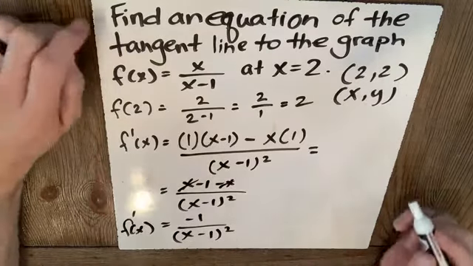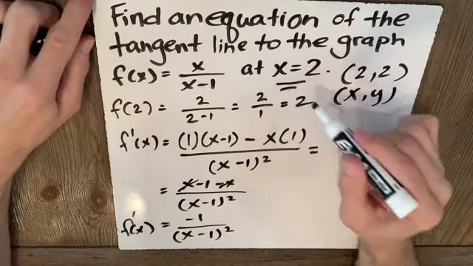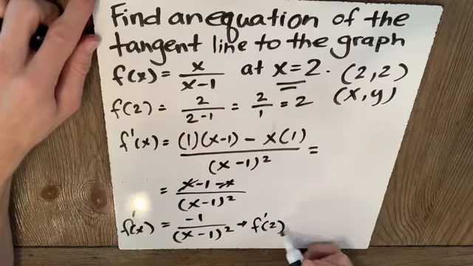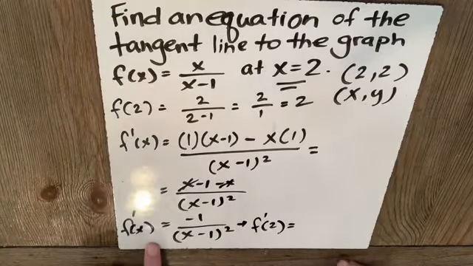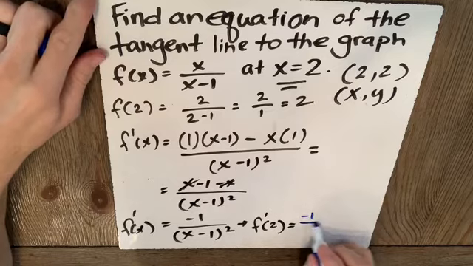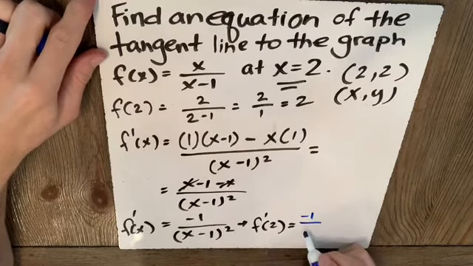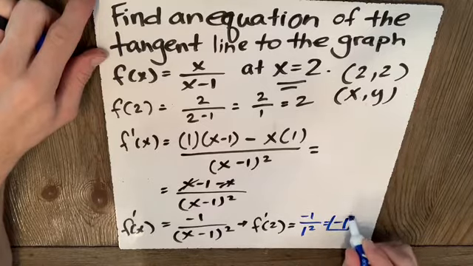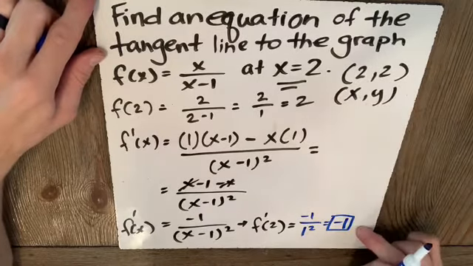We are interested at this point, x equals 2, which means we'd like to find f dash of 2. So when I substitute 2 into this equation, I get negative 1 over 2 minus 1, which is 1 squared, which is negative 1. So I've got a point, (2, 2), and a slope.